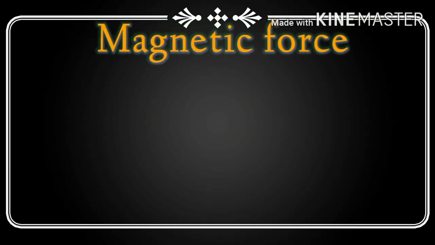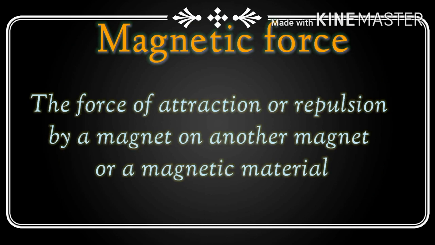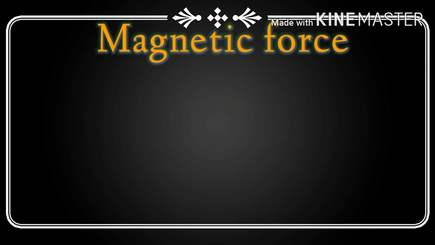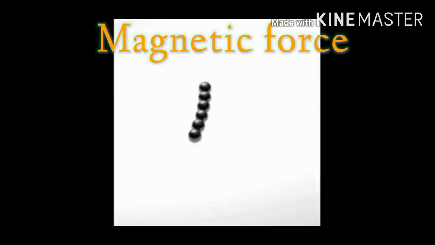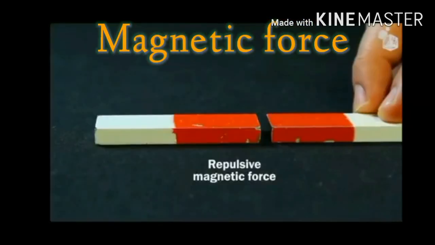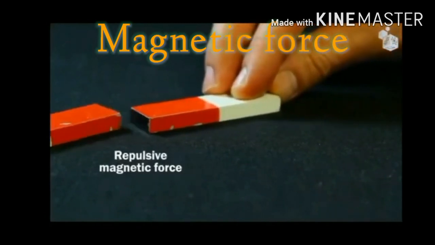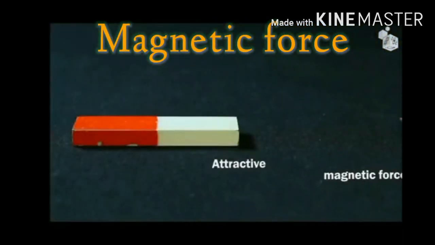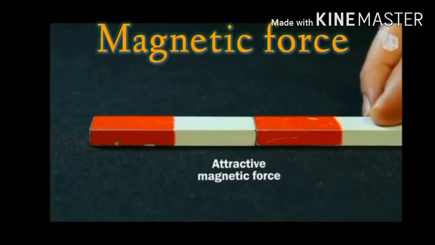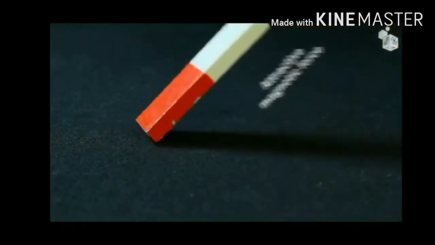One more non-contact force is magnetic force. What is it? The force of attraction or repulsion by a magnet on another magnet or a magnetic material is called a magnetic force. We all like to play with magnets. Here, two magnets are going to attract, but there is no physical contact initially, isn't it? You know that like poles will repel and unlike poles will attract. In this example, it is very clear that there is no physical contact initially between these two magnets, but you can see the force of attraction or repulsion. That's why magnetic force is also one of the non-contact forces.